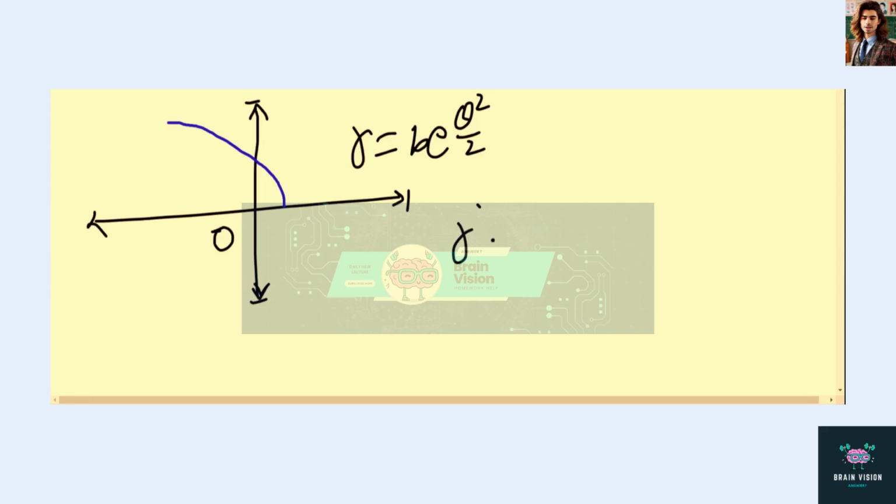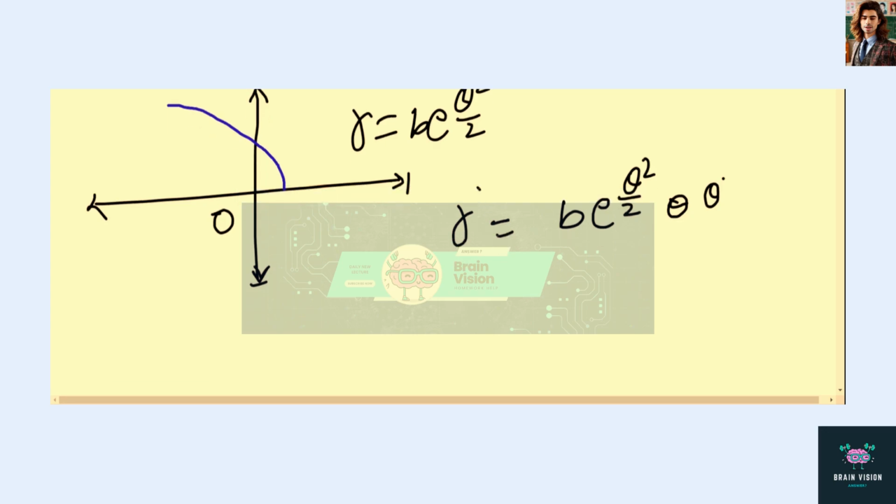So r is this one, so r dash will be nothing but b e to the power theta square upon 2 into theta, because 2 theta upon 2 is theta, and theta dash. And there are two components of velocity, radial and transverse.